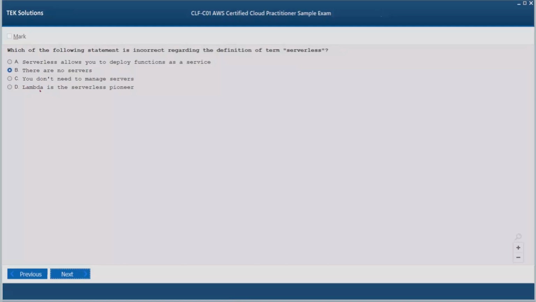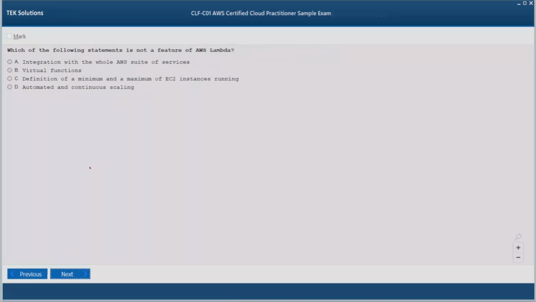But let's see C and D. You don't need to manage servers. That is also not going to fit here, because it means AWS is managing those servers. And D, Lambda is the pioneer of serverless. Is it incorrect? No, it's actually correct. Lambda is the serverless pioneer. So this is about the serverless term. That's why D is also not the answer, but the correct answer is B, there are no servers.